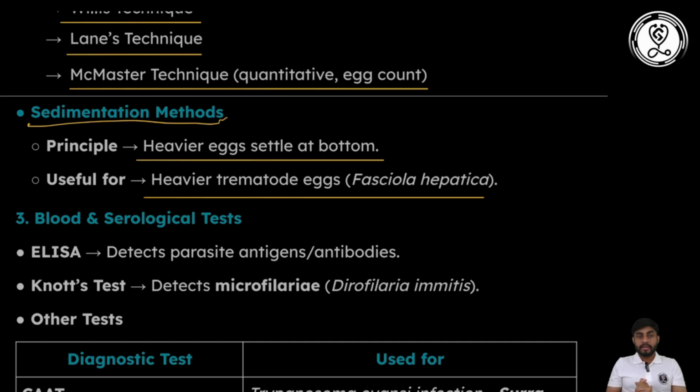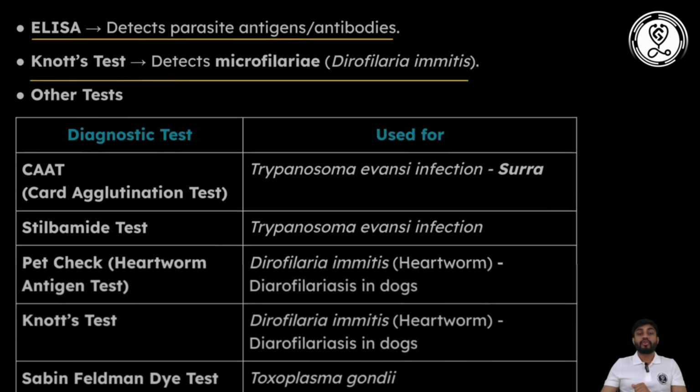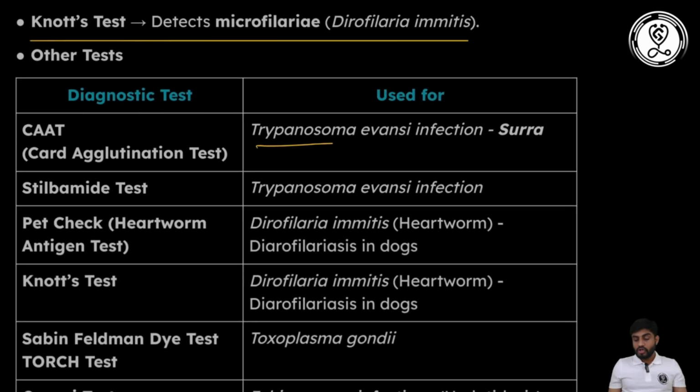Instead of that, there are other blood and serological tests. ELISA is used to detect parasitic antigen or antibody, or the NOT test is used for Dirofilaria immitis. For Trypanosoma evansi infection, the card agglutination test is used. That is also a type of agglutination test: one antigen, one antibody will be there, they will bind and produce agglutination. Then there is the Barmedine test for Trypanosoma evansi infection.